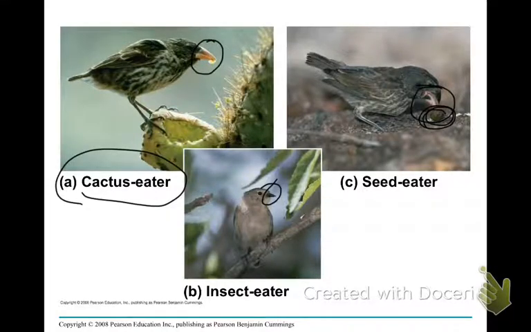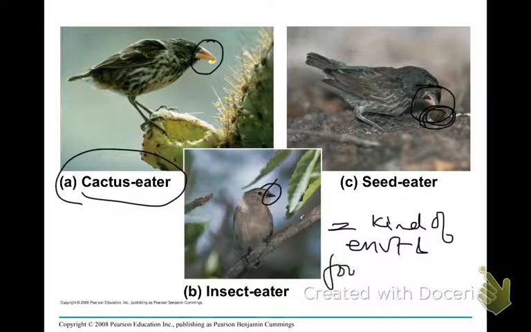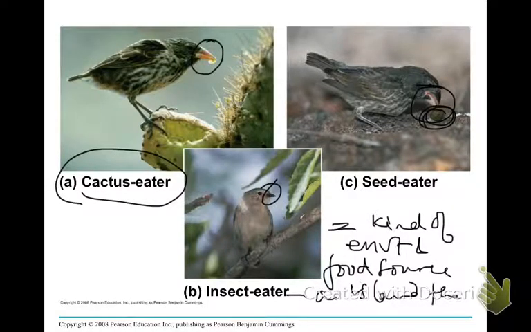These are directly connected to the kind of environment and food source in the islands that they are present in. Please note, not all of them are present in all the islands.